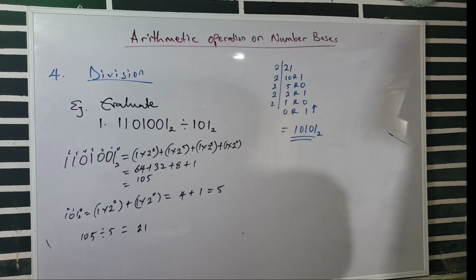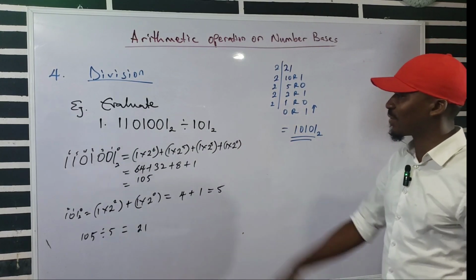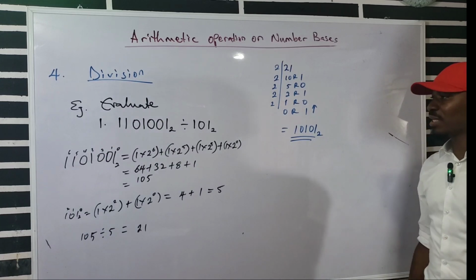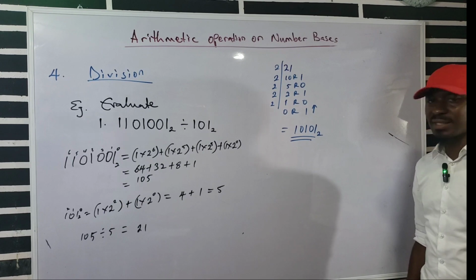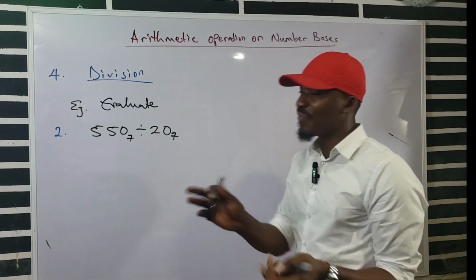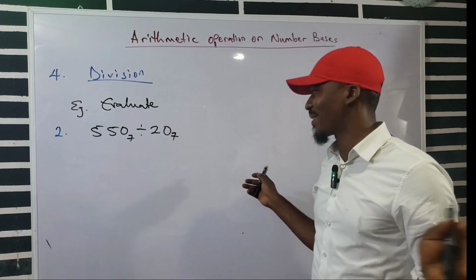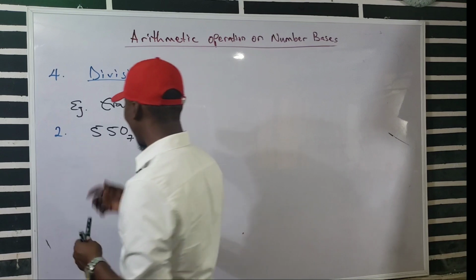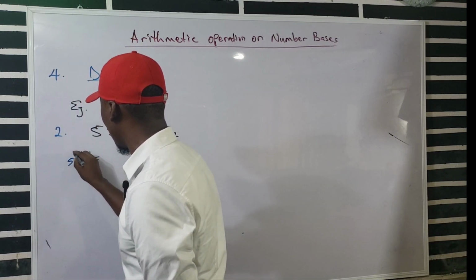So the choice is yours if you're going to use this method or if you're going to use the other method. Let's solve another example. I'll also try to see if I can use the two methods to solve that and see how our answer will look like. Okay, so let me first of all do the other method that I like doing, that I'm sure that my answer is correct. So let's do that. I have 550 base 7, 0, 1, 2.